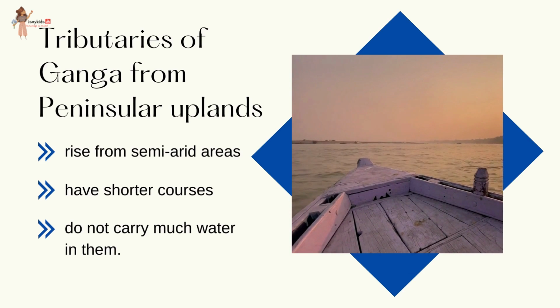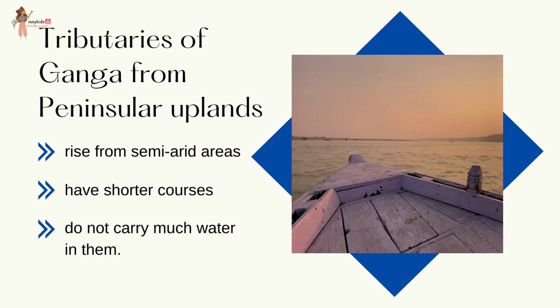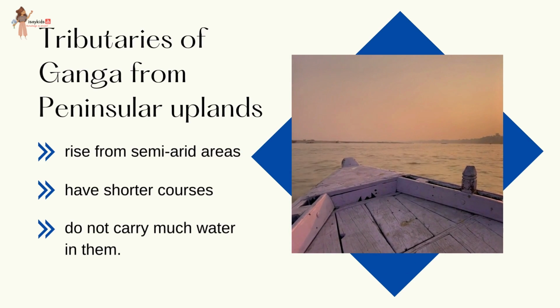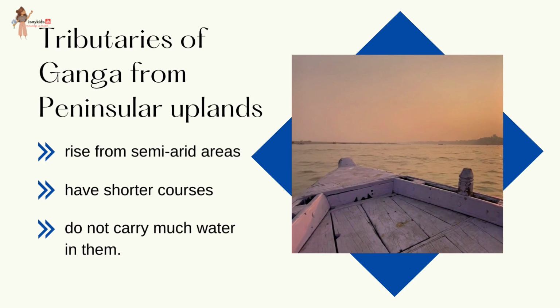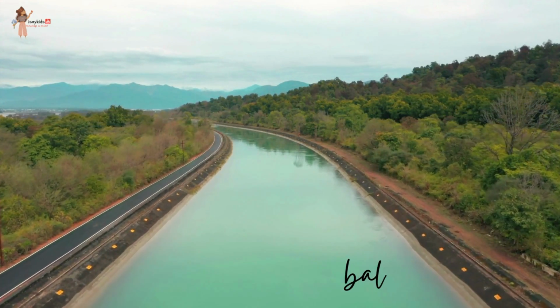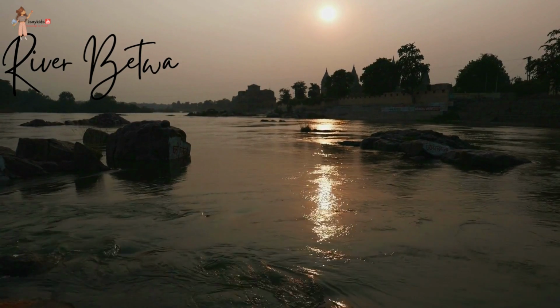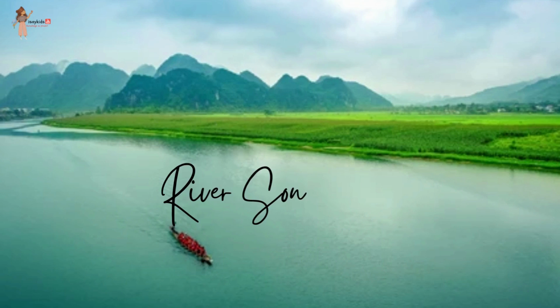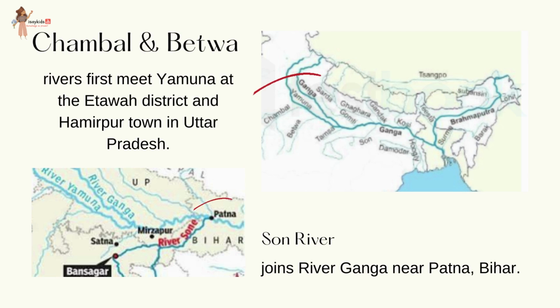The main tributaries which come from the peninsular uplands rise from semi-arid areas, have shorter courses, and do not carry much water in them. These are the Chambal, the Betwa, and the Son. The rivers Chambal and Betwa first meet a major river Yamuna at Etawah. Yamuna then meets the holy river Ganga at Allahabad. Son river joins river Ganga near Patna, Bihar.